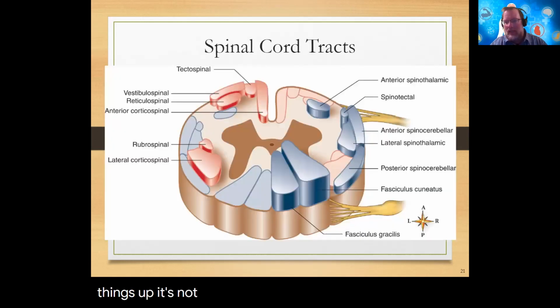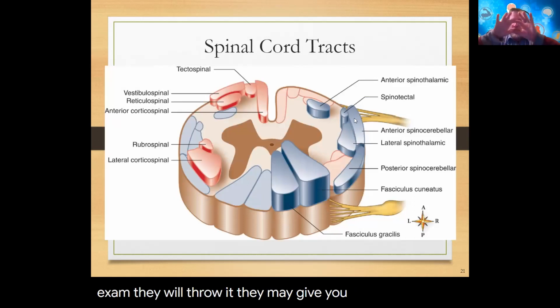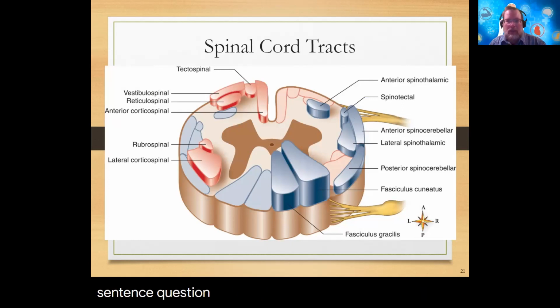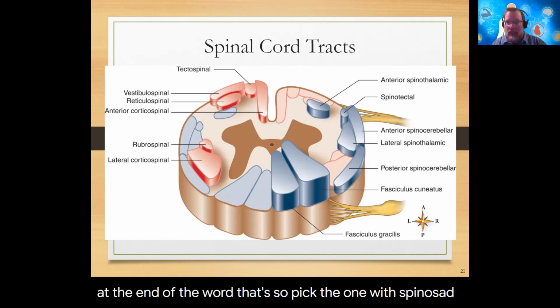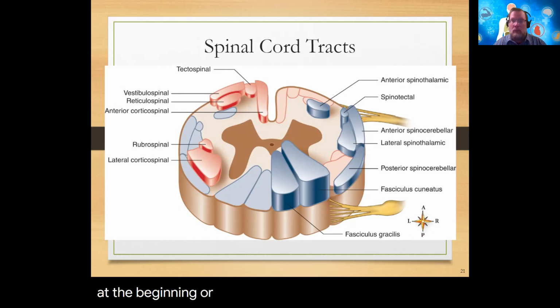On a multiple choice exam, they will throw them in. They may give you this giant three sentence question that's just asking you which of the following is an ascending tract. And three of your options are going to have spinal at the end of the word. So pick the one with spino at the beginning, or don't pick the ones that have spinal at the end. Okay, ascending, spino is going to be at the beginning.